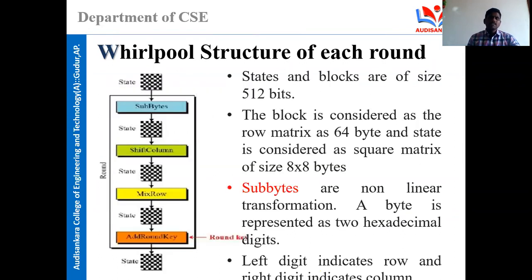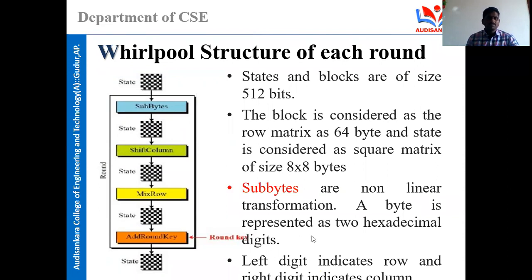These are the 4 transformations which we perform on each round, as you can see. Here the state is of size 512 bits. The block is considered as a square matrix of 64 bytes, 8 by 8. So what is SubBytes? It is a nonlinear transformation.